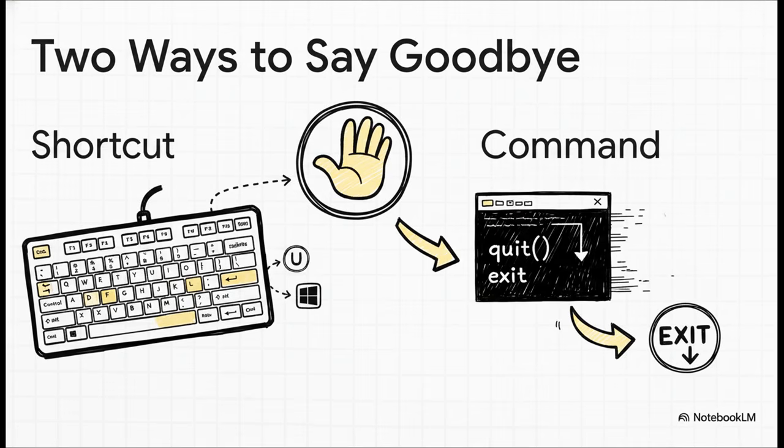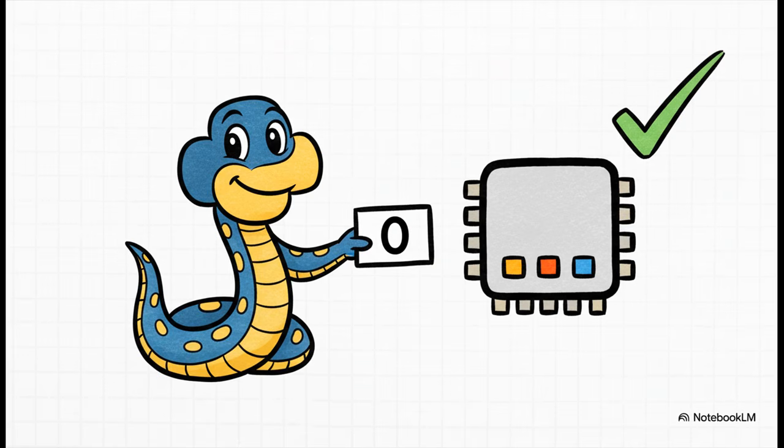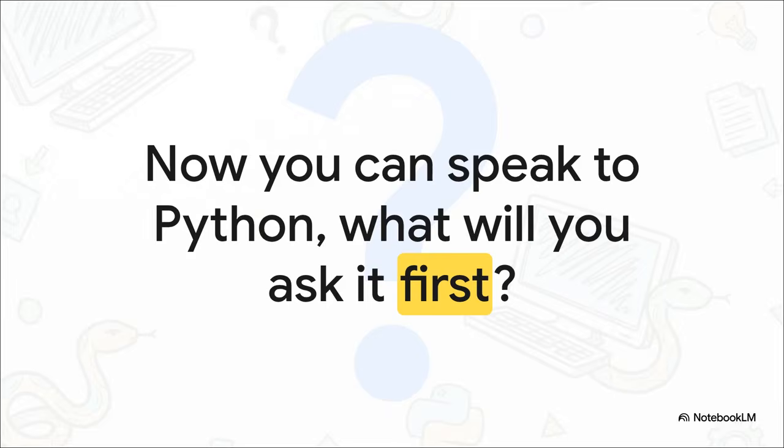Either way works perfectly. So why do we even care about a clean exit? Well, when you do it properly, you send a signal back to your computer's operating system. It's called a zero exit status, and that's the universal code for, hey, everything finished up just fine, no problems here. It's a small thing, but it's part of being a good, well-behaved program.